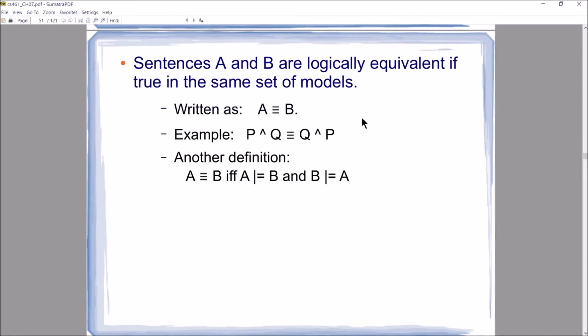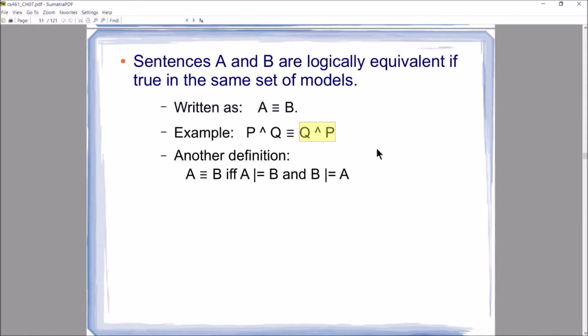Another example of this is, for example, P and Q, right? Well, P and Q is logically equivalent to Q and P, right? In this first sentence, if P is true and Q is true, then the whole thing is true. Now, for the second sentence, that's going to hold also. If Q is true and P is true, the whole thing's true.